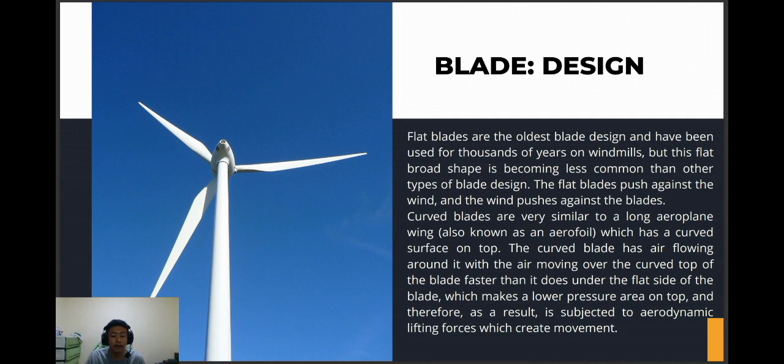Di ba ayun, no? Pa-curve siya, pa-twist siya, and pa-tapered. So, twisted and tapered blades enhance its aerodynamics. So, ano nga ba yung maidadagdag ng twisted and tapered blades?